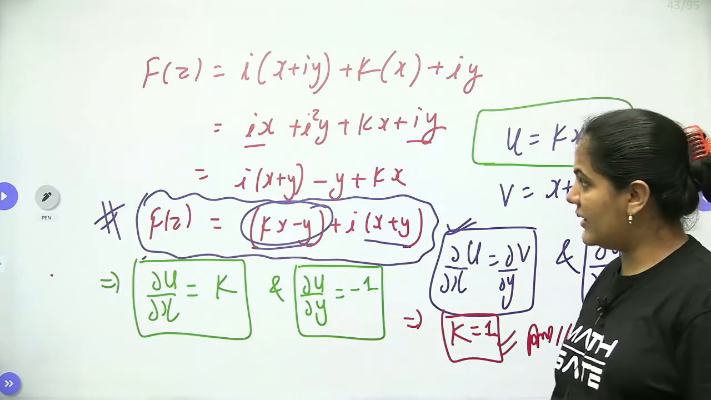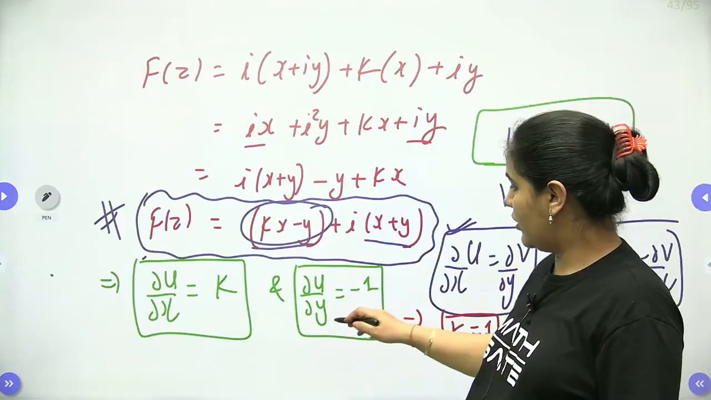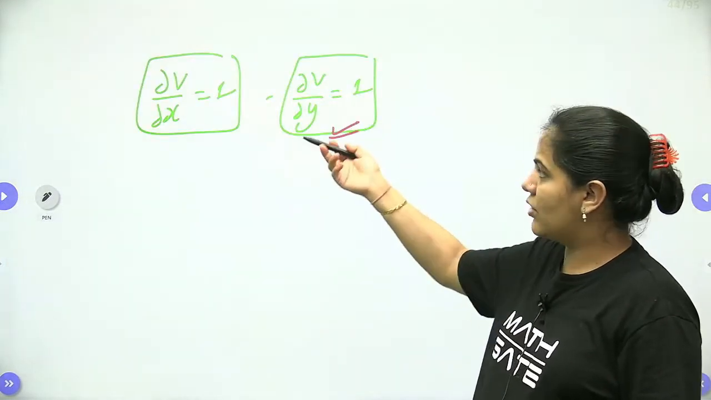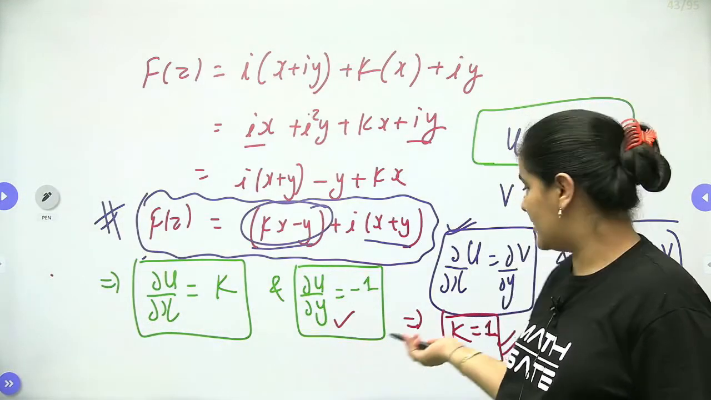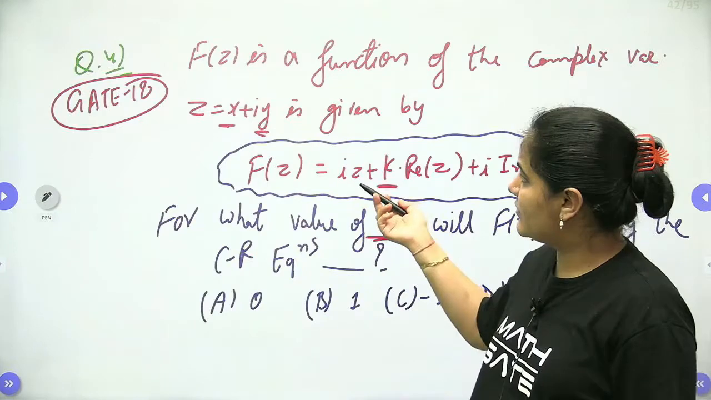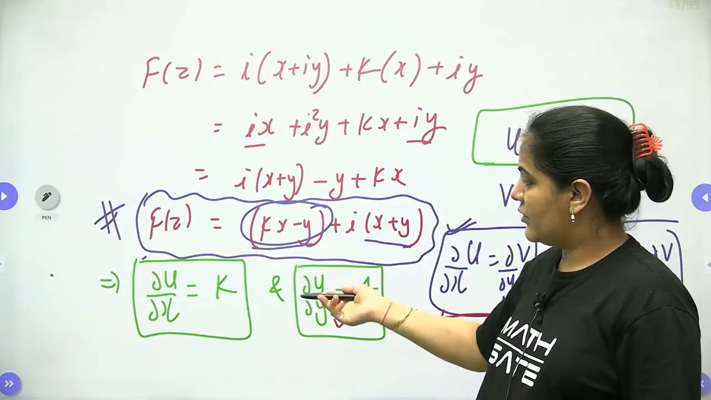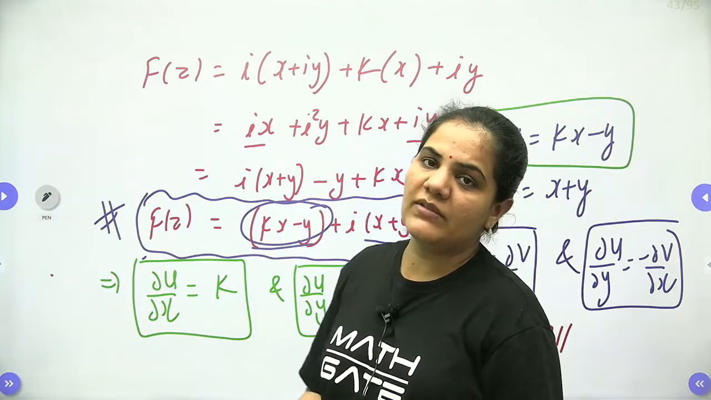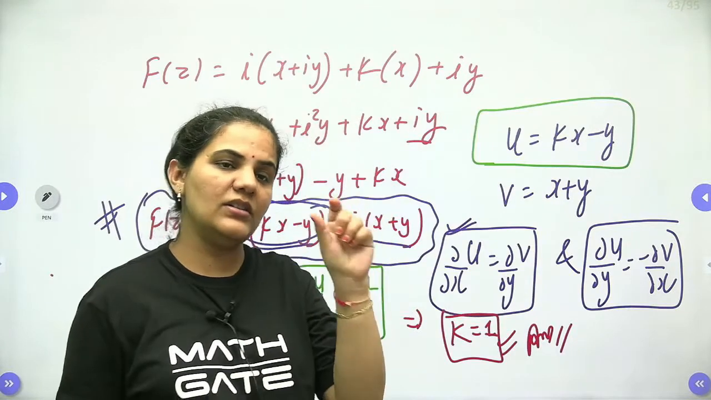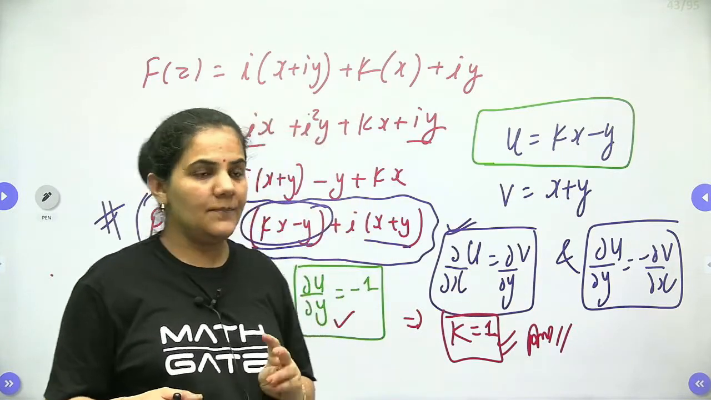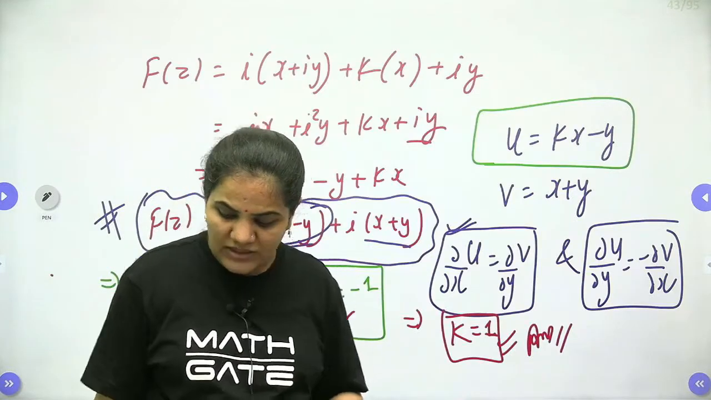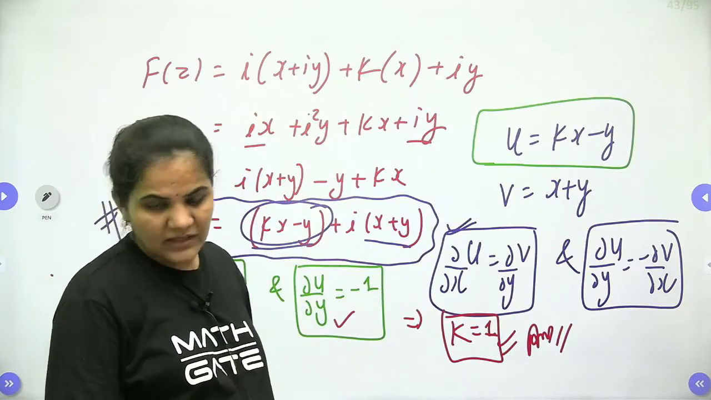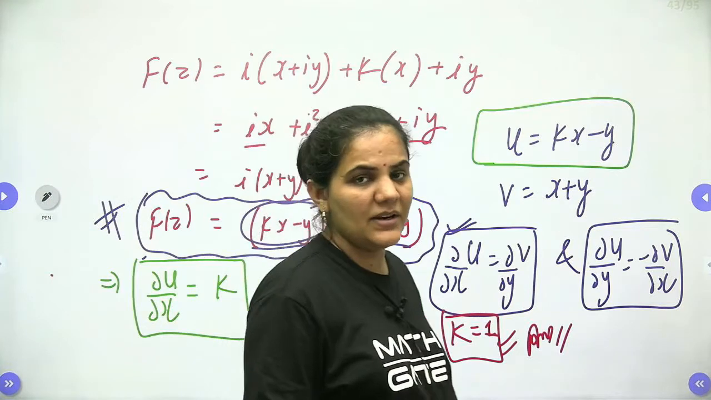Is it clear, dear students? There is no need of the second portion, because it's already satisfying the Cauchy-Riemann equation. You can see uy = -vx. It's only ux = vy that gives you the value of the unknown k. Is it clear? So it's a simple question to approach, dear students. These types of questions you can see in the GATE examination.